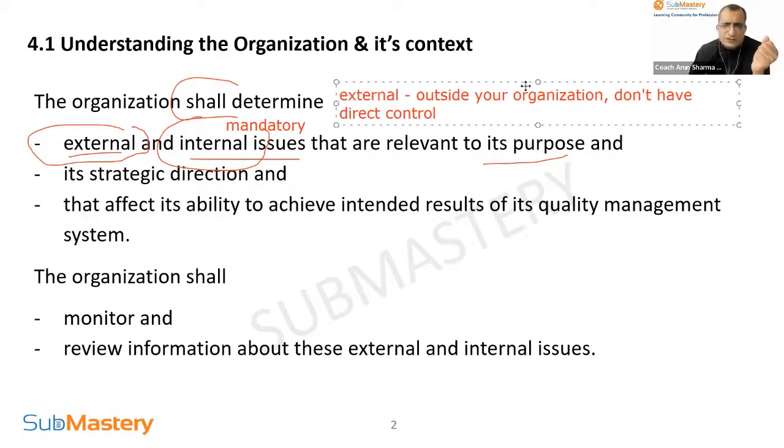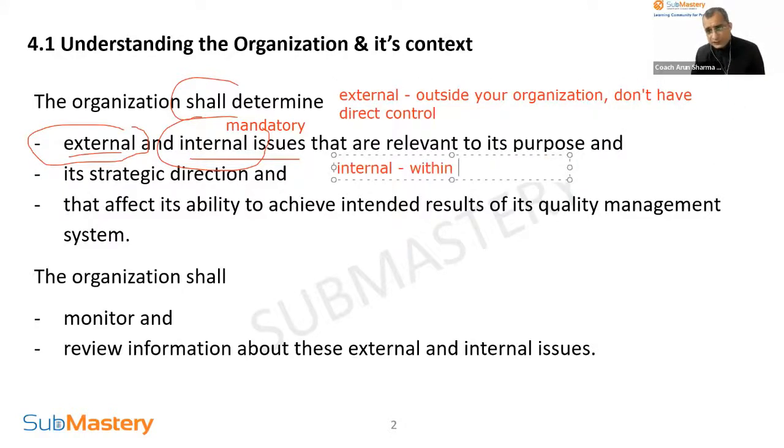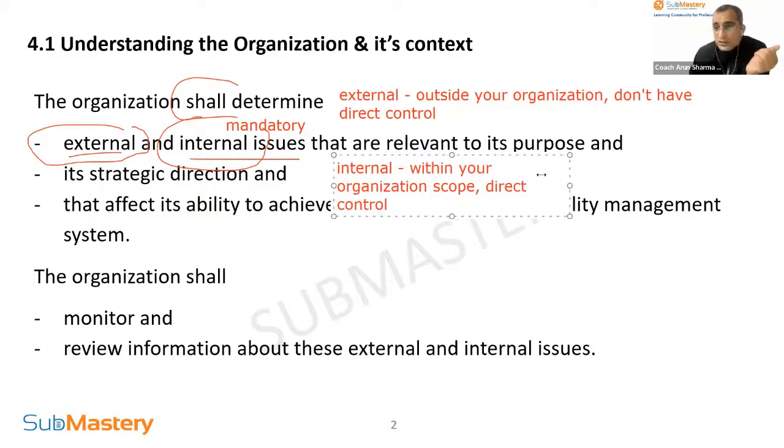So generally, external issues are those outside the organization, over which you might not have direct control. When you say internal issues, they are happening within your organization's scope, and you have direct control over that, right? For example, direct control in terms of weak areas, in terms of any problems happening within your organization. We'll also have a look at an example so that you get more clarity.